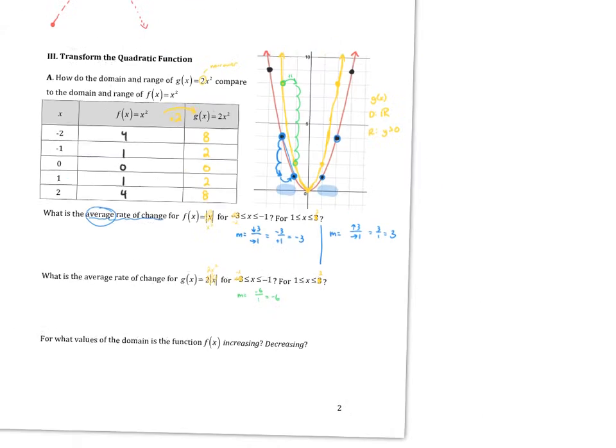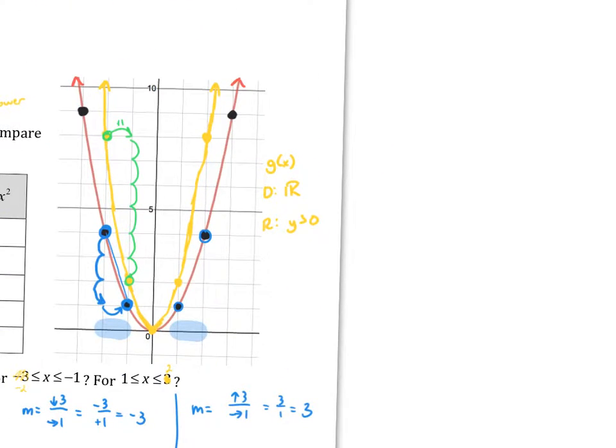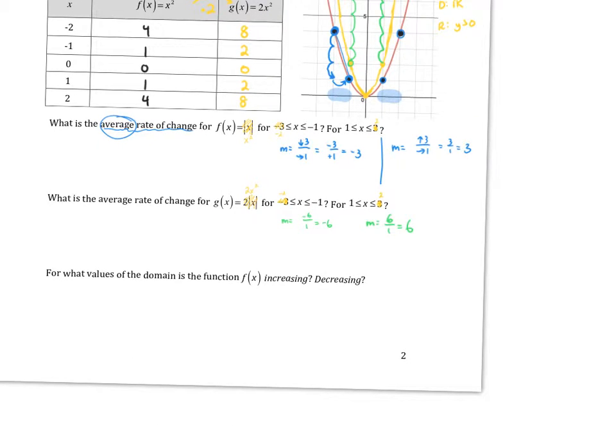Well, let's do it again. How about this one here? Up 1, 2, 3, 4, 5, 6. Same thing, and right 1. So this slope is the exact same, but opposite. There we go. So notice that my g of x, which has an a of 2 right there in the front, the slope is double. The average slope is double. So it's more steep than the original parent function.